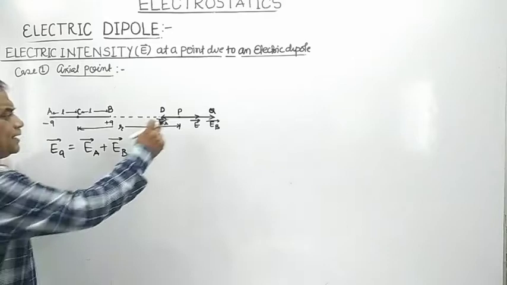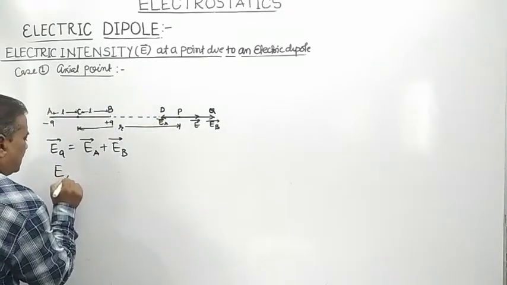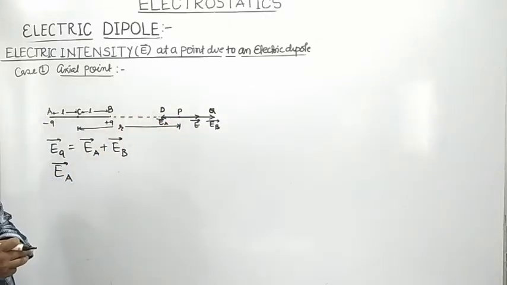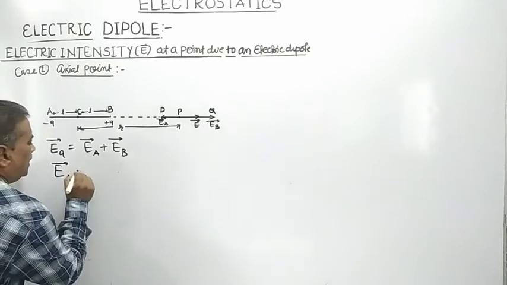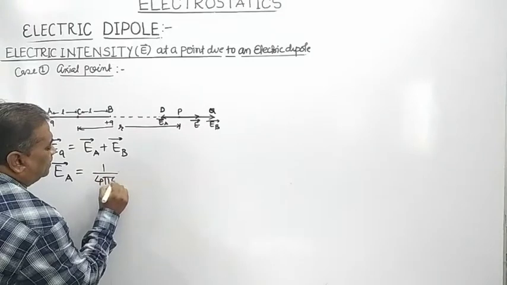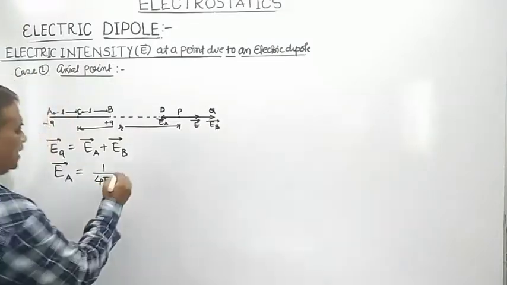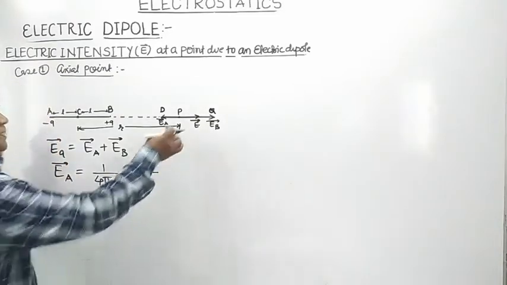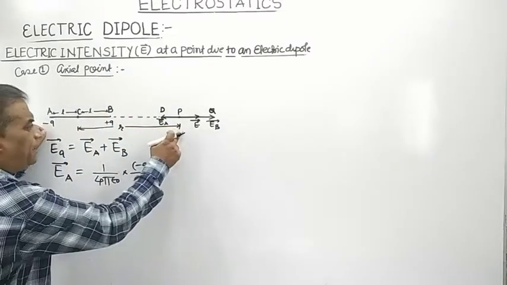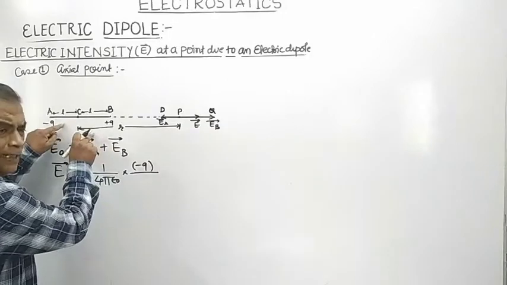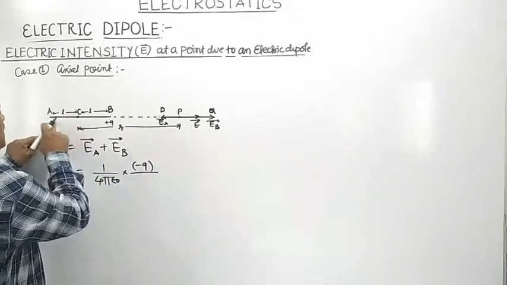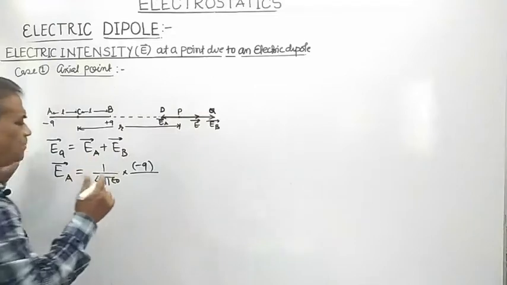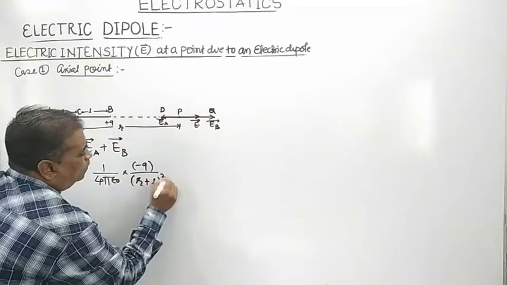So naturally, the electric intensity at point P due to charge minus q at point A is equal to 1 upon 4 pi epsilon 0, which is the constant of proportionality, into the charge at point A, minus q, upon the square of the distance between the charge and point P. See here, point P is at a distance of r plus L. P to C the distance is r, C to A the distance is L. So r plus L is the total distance of separation between point P and charge minus q. So this is (r plus L) whole square.